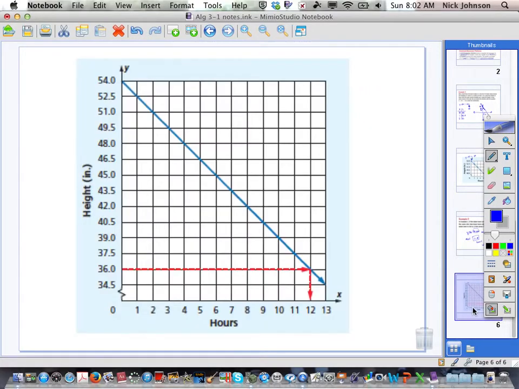Here's another graph that the book used. Notice they have the graph from 54 all the way down, went clear out there. Here's where 3 feet's at. And they did the same thing as we did. They went to see where it intersected. It intersected at the x value 12.